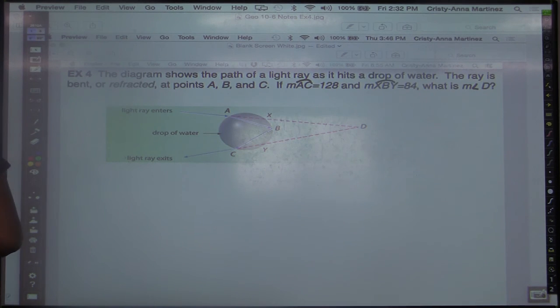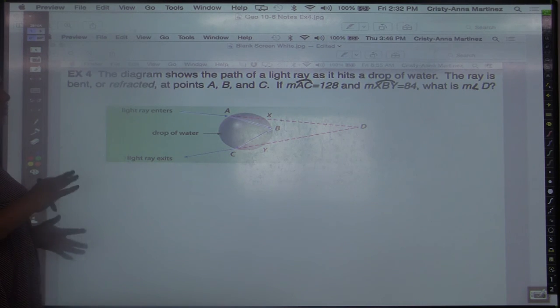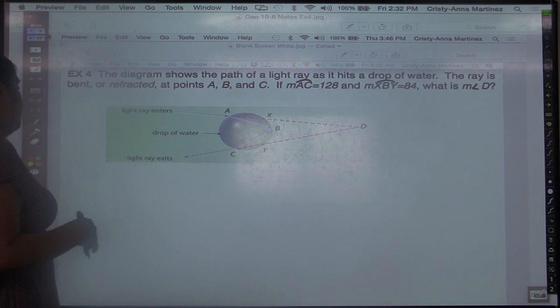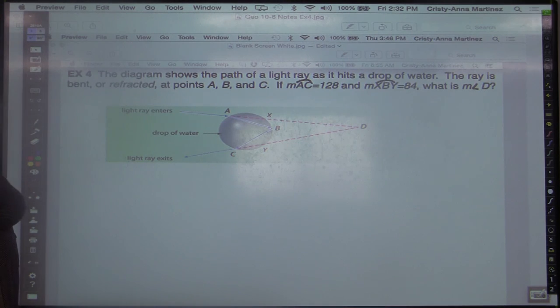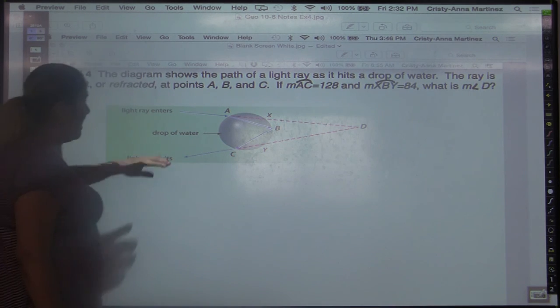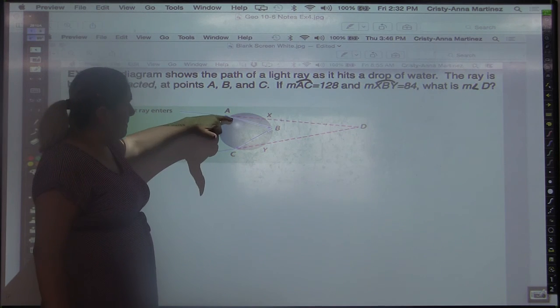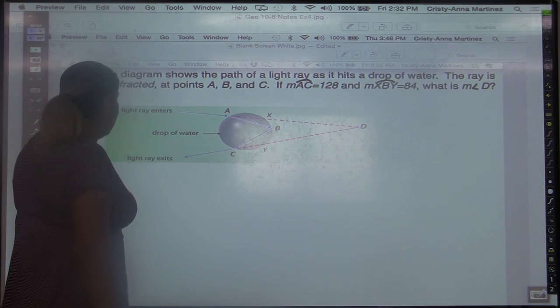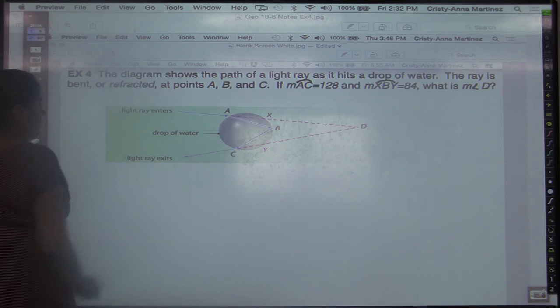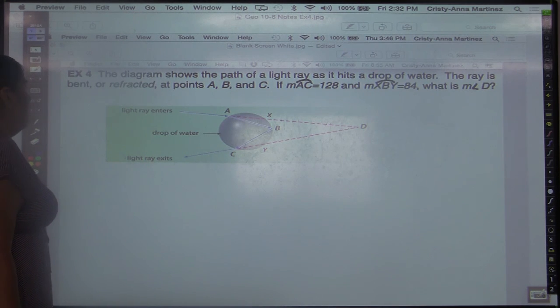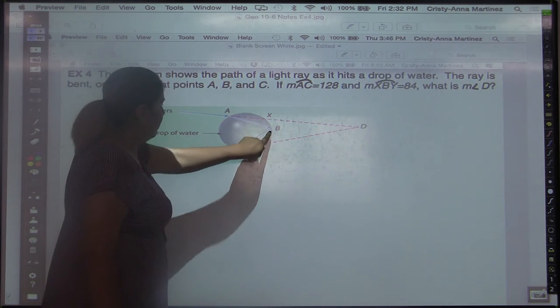And in example 4, we're going to be using the same theorem, but just applying it to an actual real-world example or application. So the diagram shows the path of a light ray as it hits a drop of water. So here's my light ray, and it's hitting a drop of water. So the ray is bent, or what we call refracted. You can see that as the light enters, it bends in this direction. Then it hits that edge and comes back out. So that's what's happening at points A, B, and C.